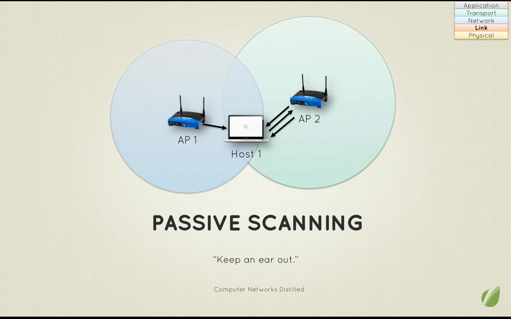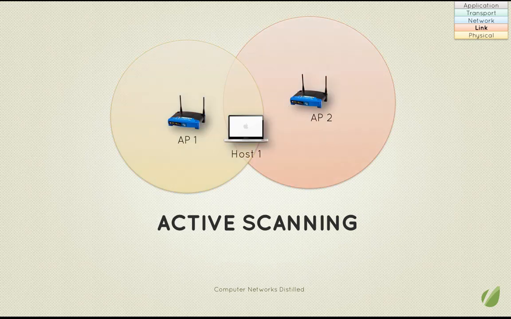So passive scanning is just keeping an ear out and seeing what you overhear. Another way for hosts to find and associate with access points is through active scanning. In this case, we could summarize the process as, if you want something, just ask. This is how active scanning works.